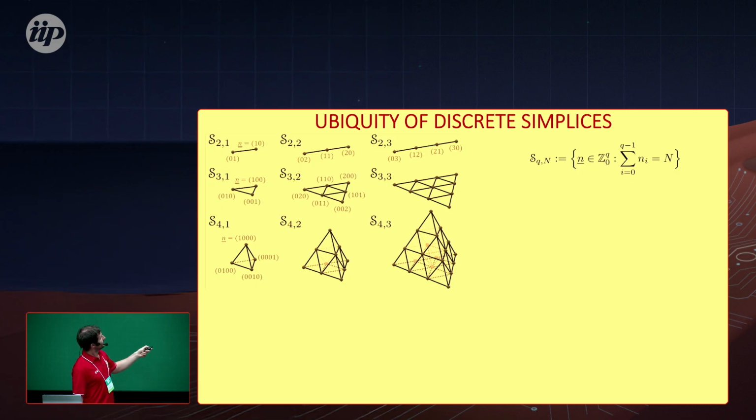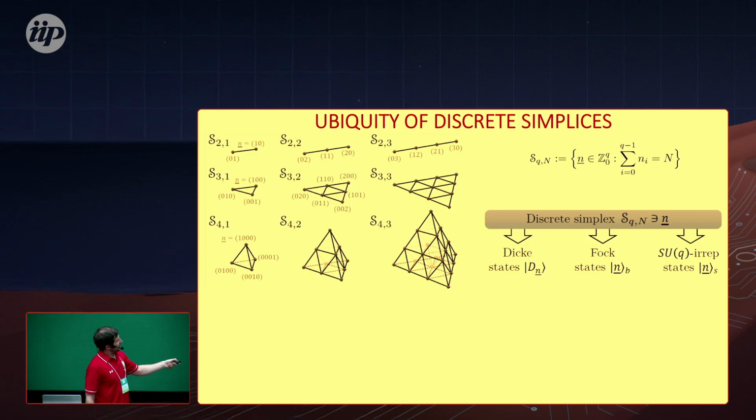And I already hinted at what these simplices are meant to model. In two dimensions, these are going to be triangles. In three, these are going to be pyramids. And these abstract structures are actually very useful because they kill three birds with one stone. For one, they directly describe constant excitation spaces of Fock states of Q modes. So here, we had a constant excitation space of two modes.